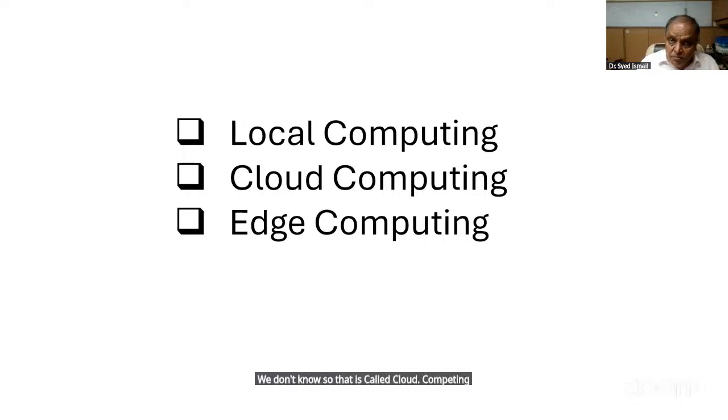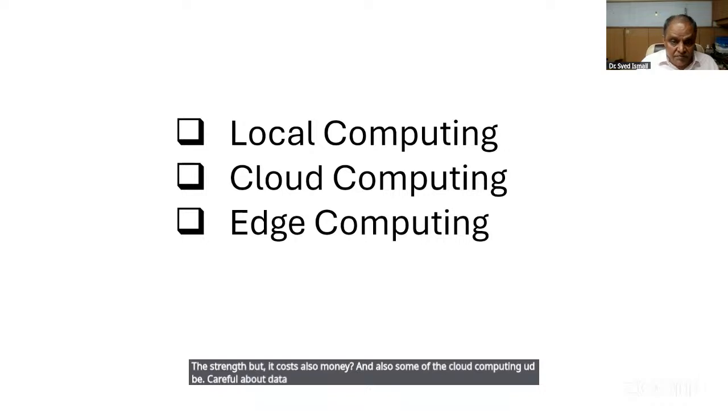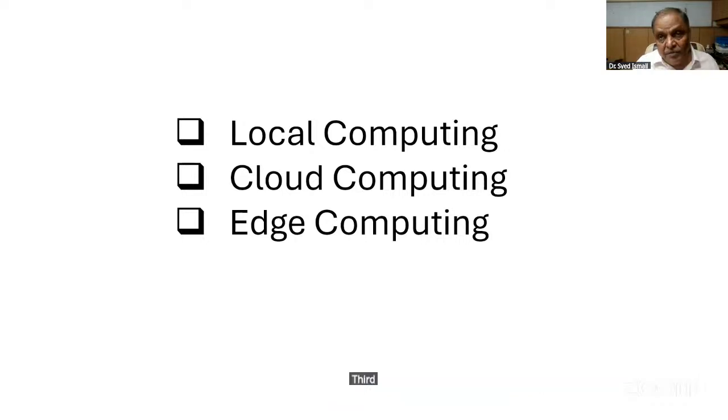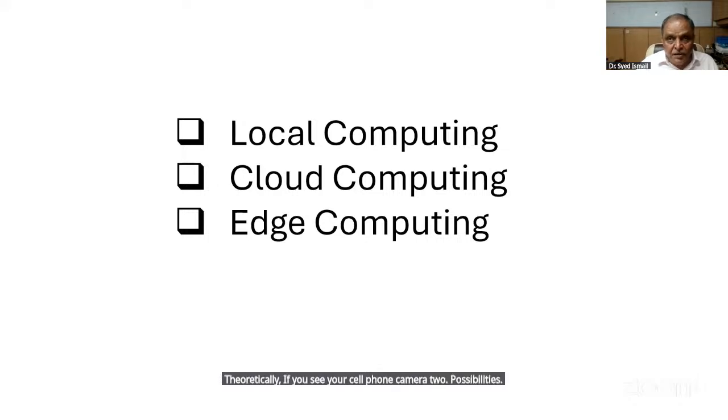It has its own power and strength, but it also costs money. And with some cloud computing, you have to be careful about data security also. The third one is edge computing. Theoretically, if you see your cell phone camera, there are two possibilities. I take the picture, it is sent through the internet to the cloud computer, it runs the model, and gives you back the results.